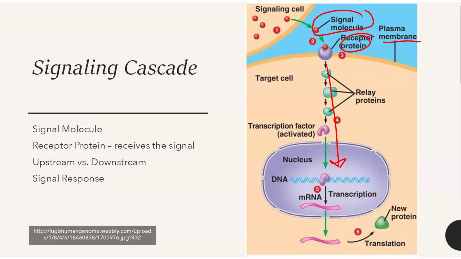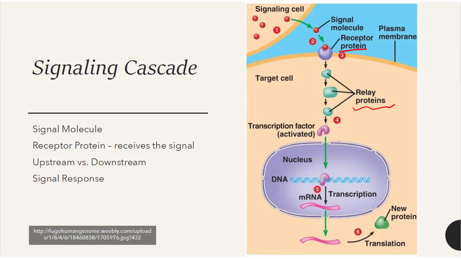Well, cells have similar sorts of properties, where what's known as a signal molecule is going to bind with what's known as a receptor protein. That receptor protein is found on the membrane. It doesn't go into the cell. Instead, it basically senses what's outside and communicates that to the inside. And so within the cell, there are things known as relay proteins that communicate that along.